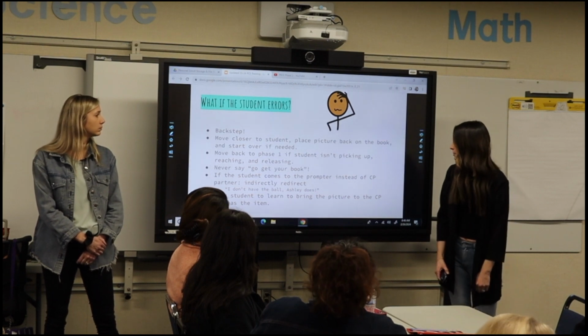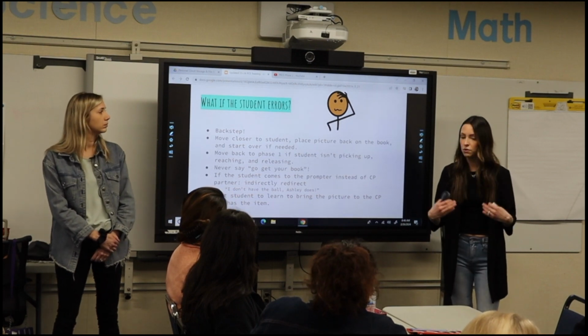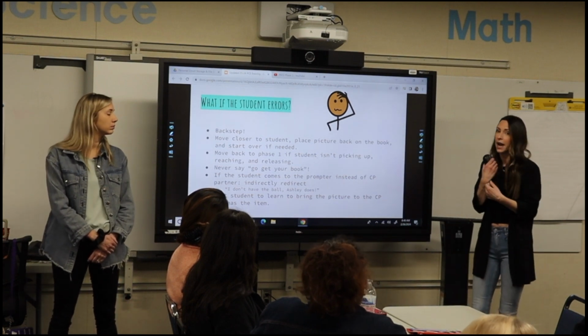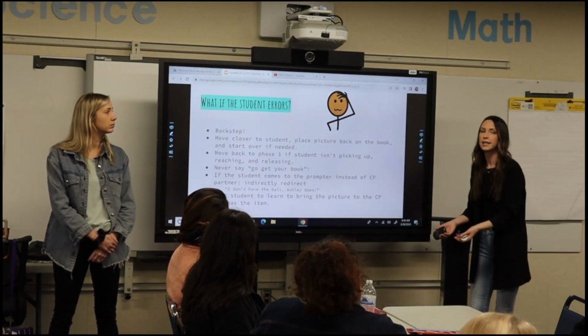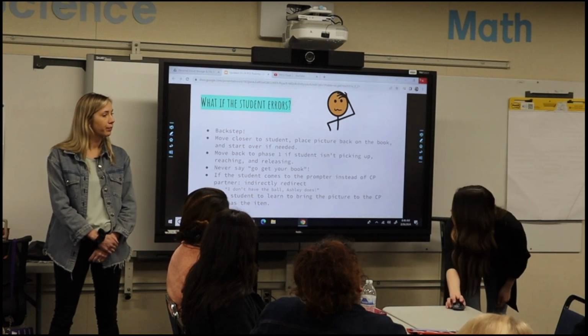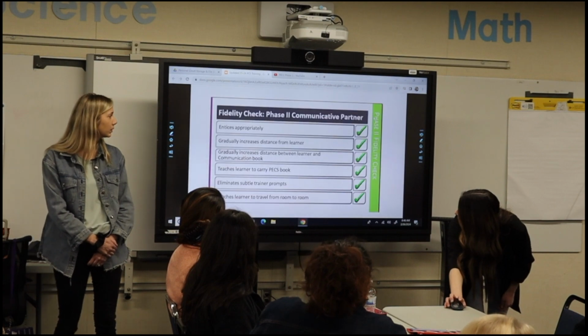We want the student to learn to bring the picture to us when we have the item. So we're still enticing, we have the item, I have the squishy ball. That's why it's highly motivating. That's why they're gonna come to you. So we still have indirect prompts.